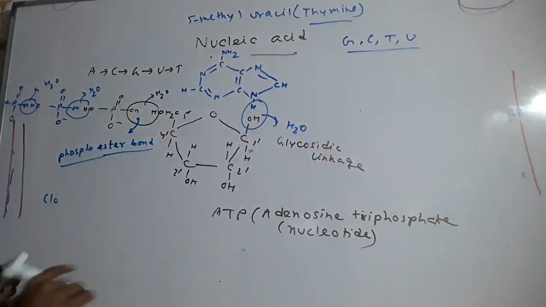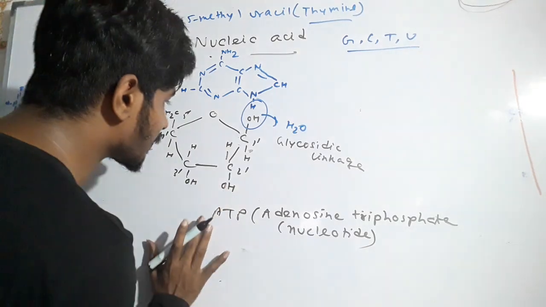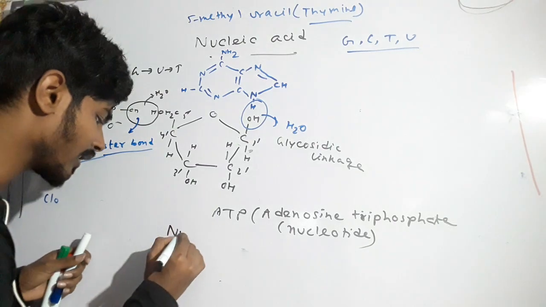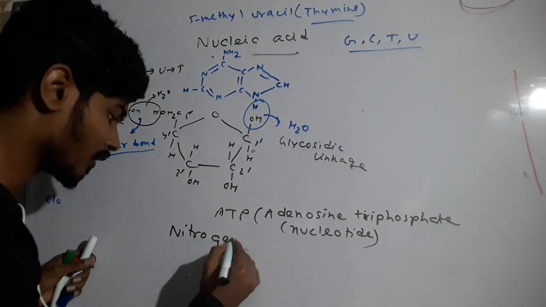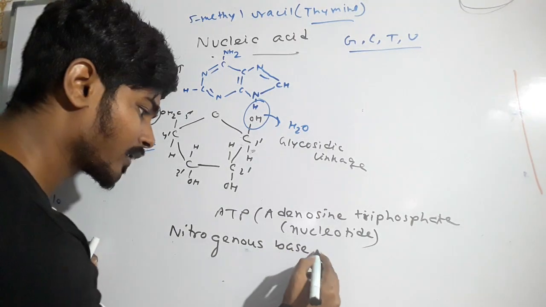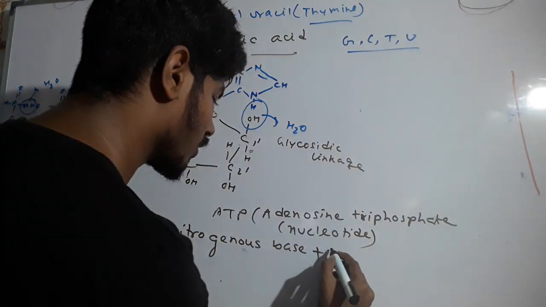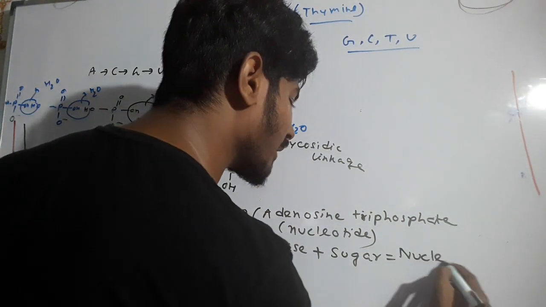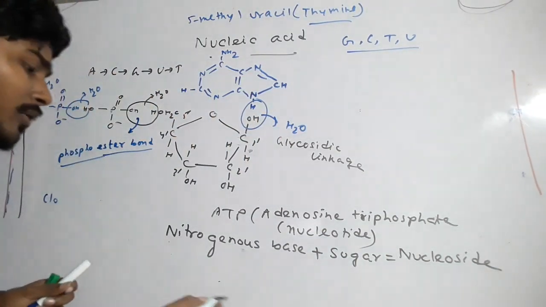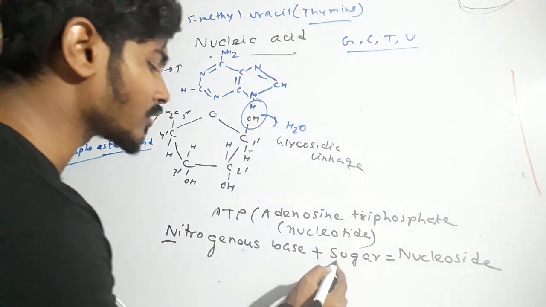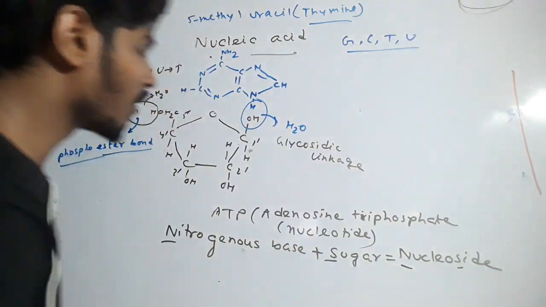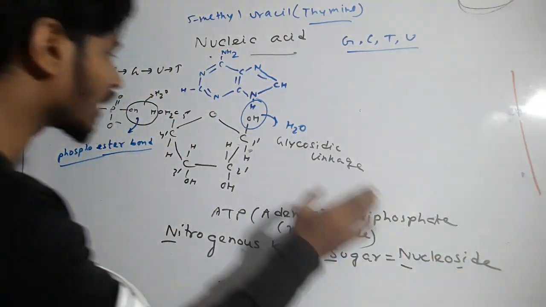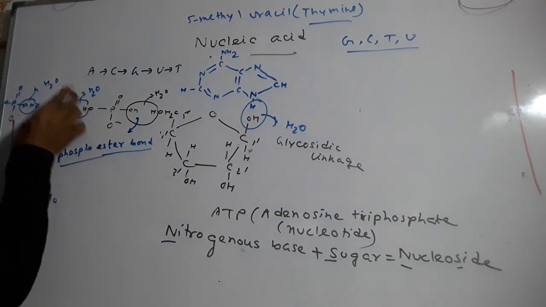Okay, so in a nucleotide we have the nitrogenous base, the sugar and the phosphate. Now the nitrogenous base plus the sugar is called the nucleoside. It is very simple to remember: N nitrogenous base and S sugar, NS nucleoside. When you add the phosphate to it, it would be a nucleoside monophosphate, diphosphate or triphosphate.